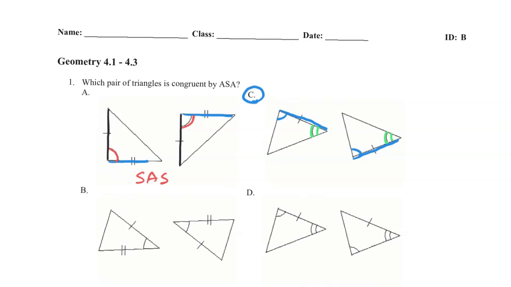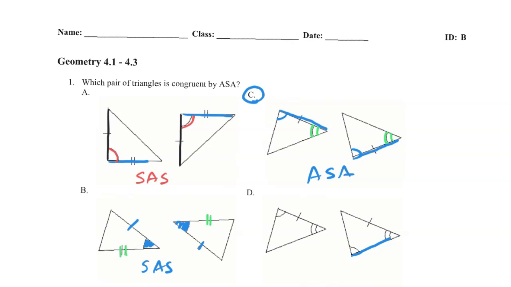Now, B would be side, and then we have this side, and we have this angle. So this would be side, angle, side, and this one, you're missing the included side, so it would be not enough information. So this one would be angle, side, angle, so your answer is C.